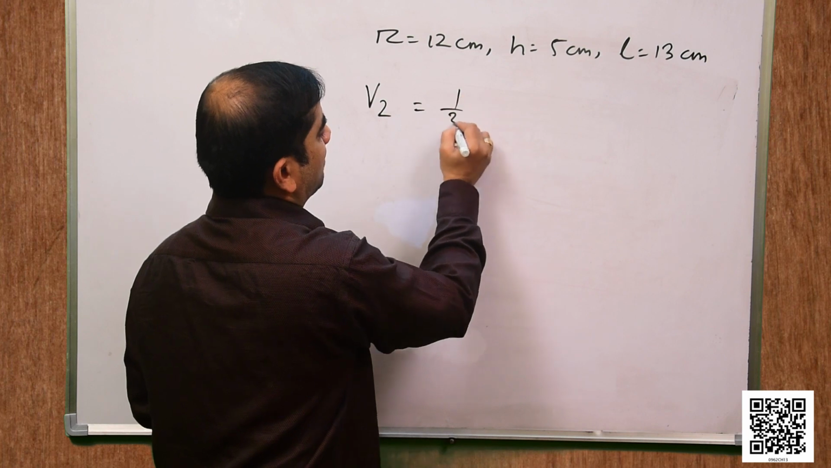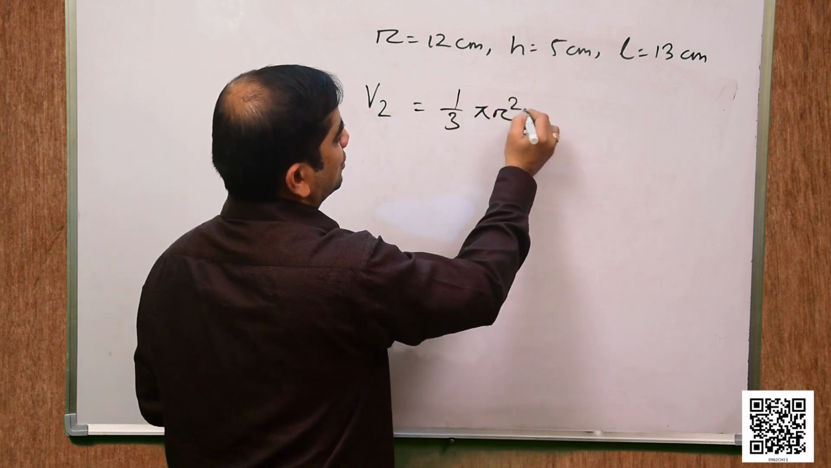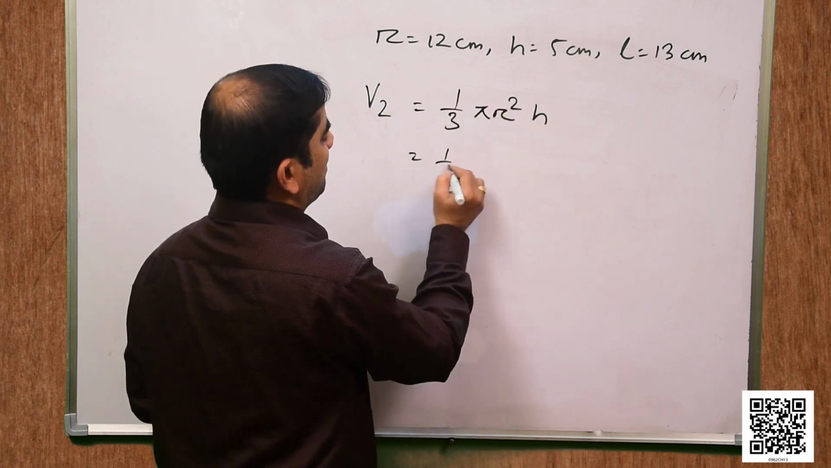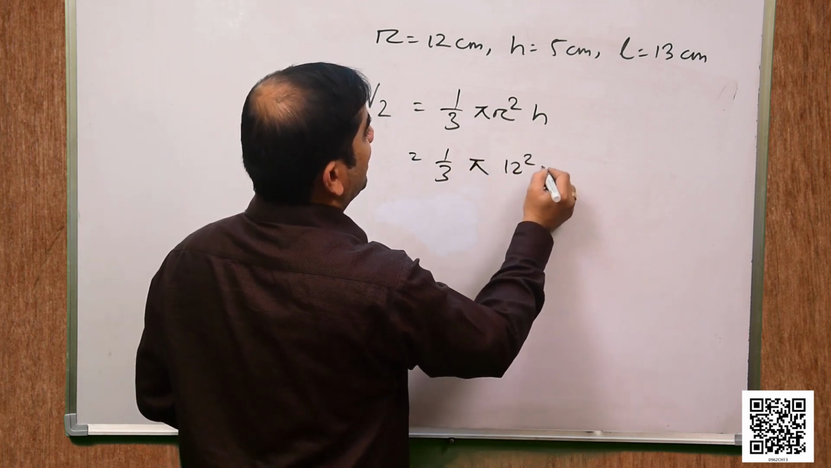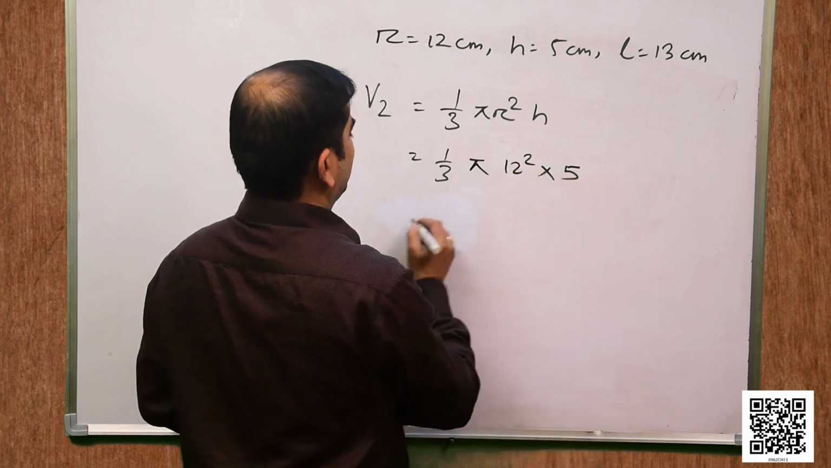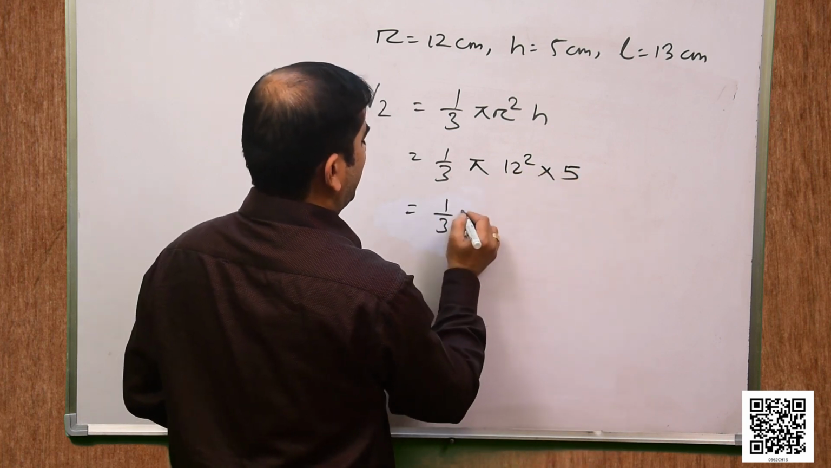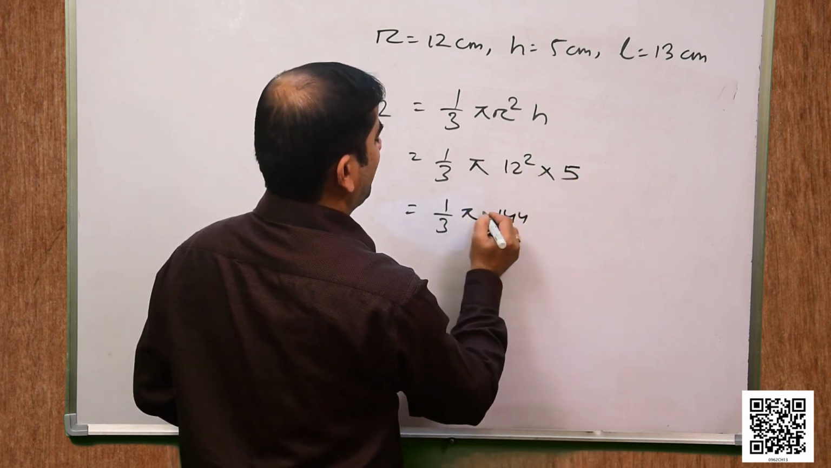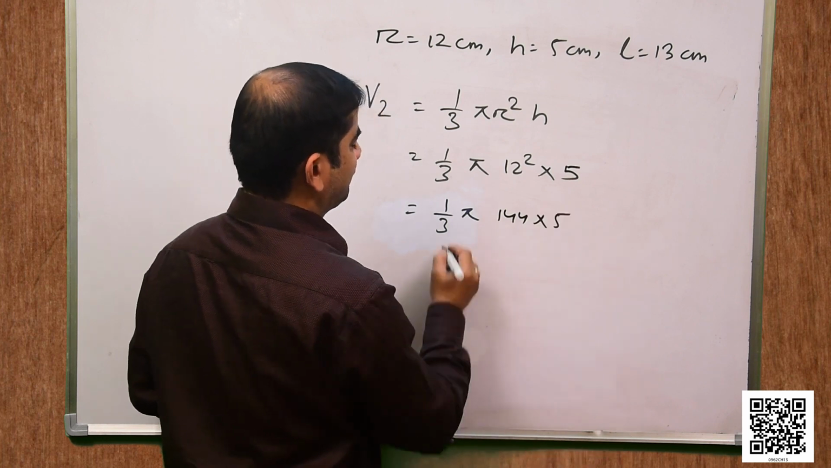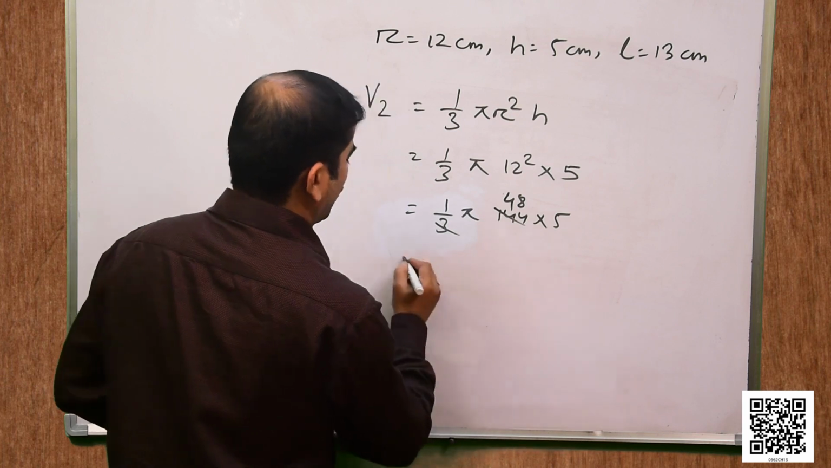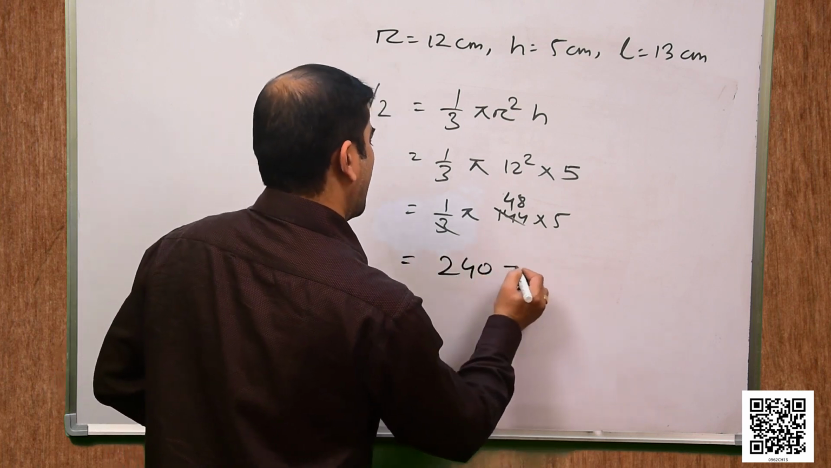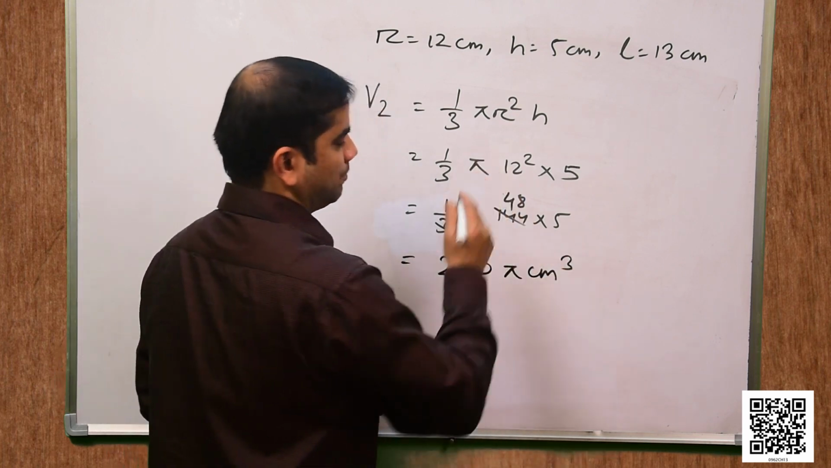So, let us take the volume to be V2. So, V2 is equal to 1 by 3 pi r square h, that is 1 by 3 pi r square means 12 square into 5. So, that is 1 by 3 pi 144 into 5, that is equal to 240 pi centimeter cube.